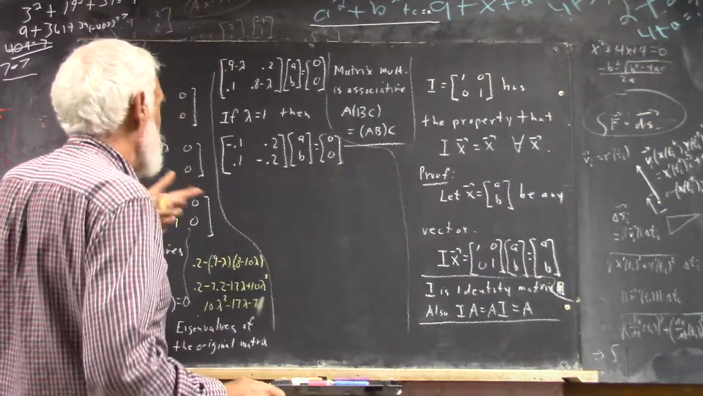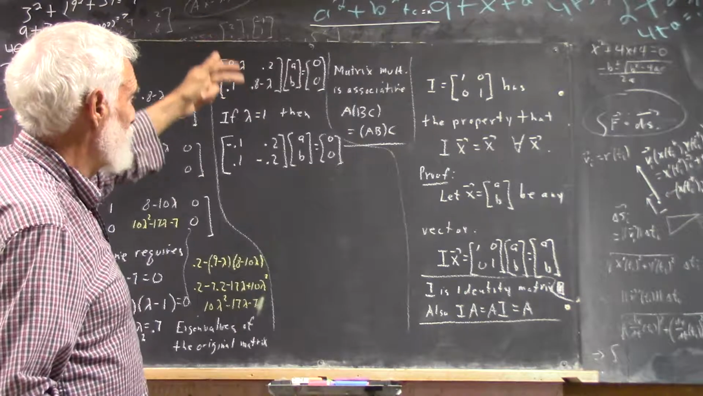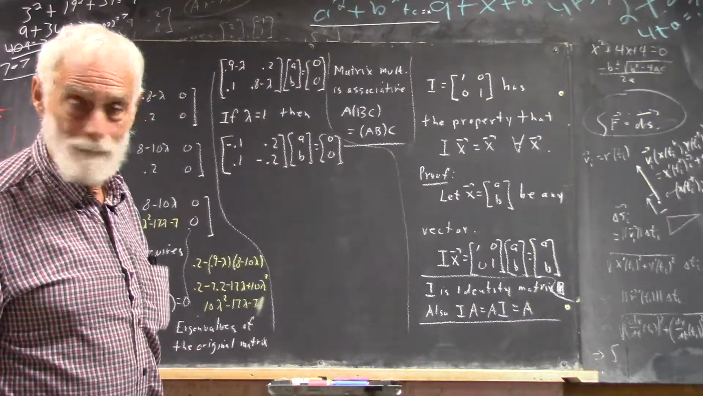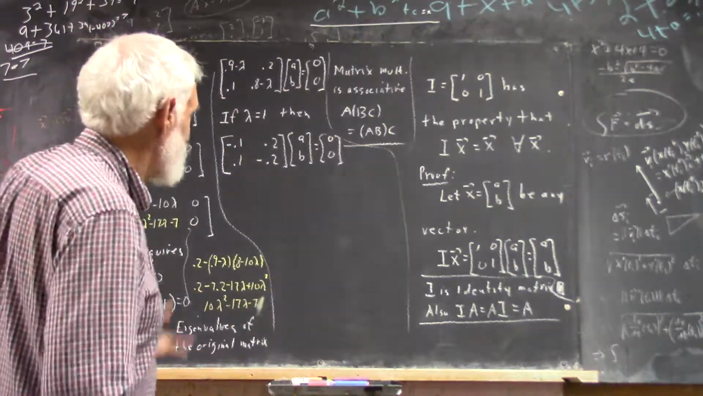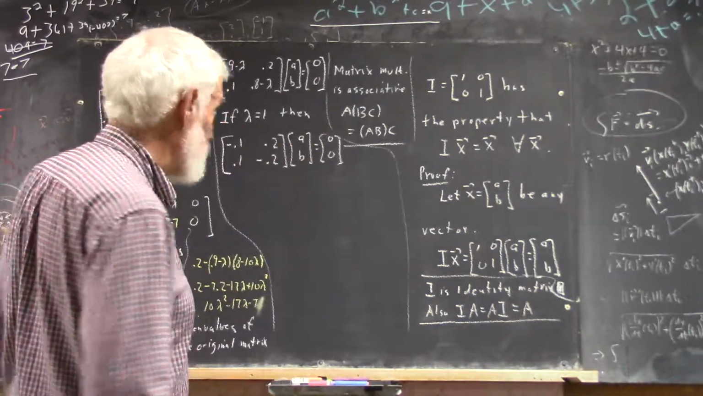I could have gone back to the original matrix, 0.9, 0.2, 0.1, 0.8 times AB equals lambda times AB, right? I could have gone back to the original equation. So I kind of did it in my head, but that's not where I was. Okay.